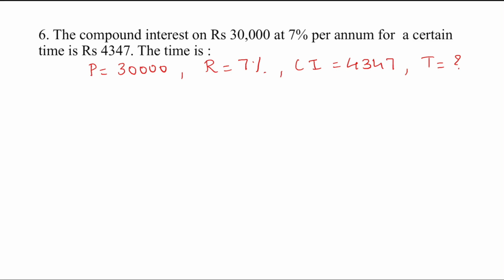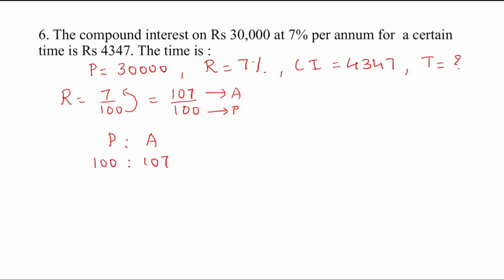So now always begin with the rate. We know rate is 7%, 7 by 100. So in 100 parts, 7 parts increase will give us amount. So it is 107 by 100. So this is amount part and this is principal part. So now principal is to amount: if 100 parts is principal, then 107 parts is amount, isn't it? Then this is for the first year, but we don't know after how many years, at the end, it is becoming how much?